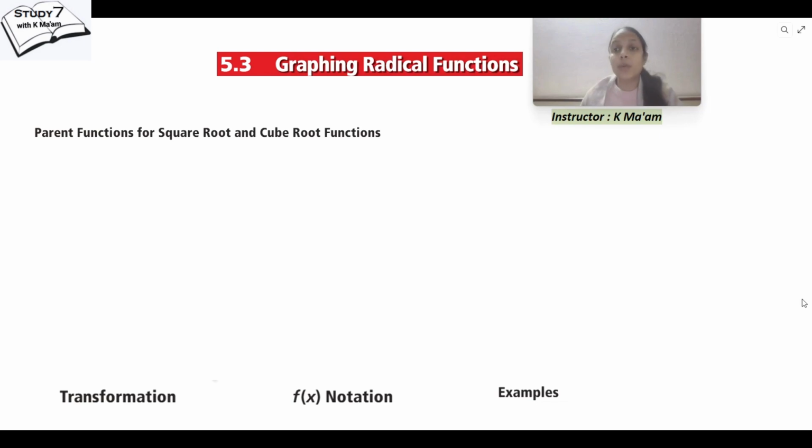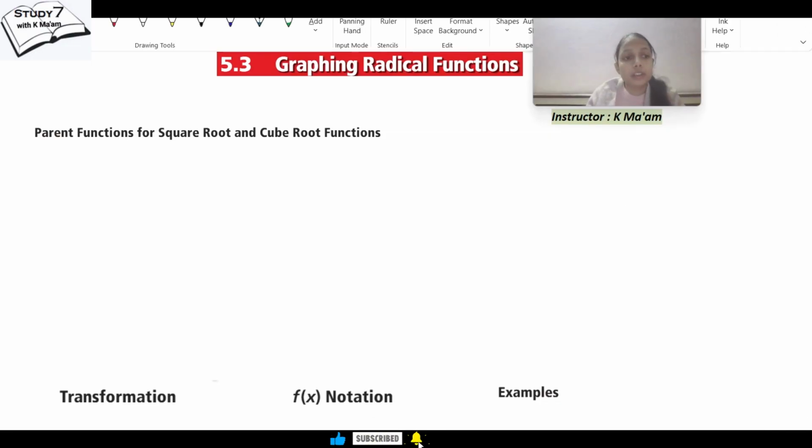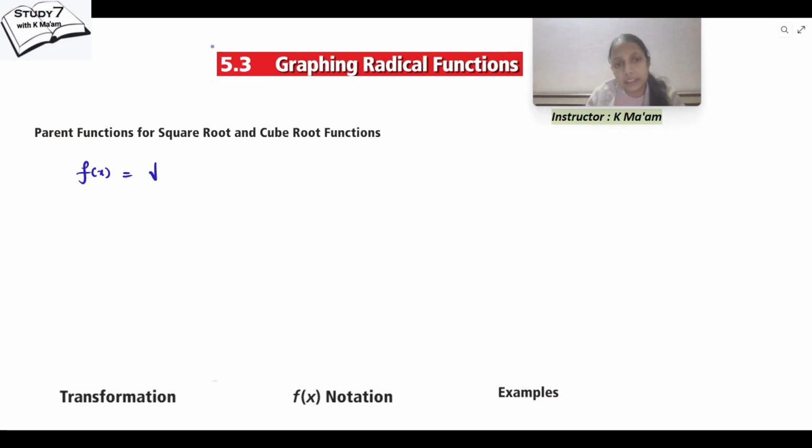Hello everyone, today we will do 5.3 Graphing Radical Functions. In this, first we talk about the parent function for the square root and cube root. The parent function is the most basic function. For the square root, the parent function is the square root of x without any multiple, without any addition and subtraction. The graph of square root x will be this. It's not defined for negative x values.